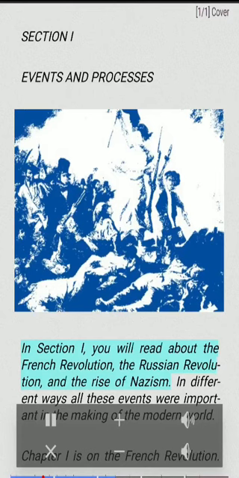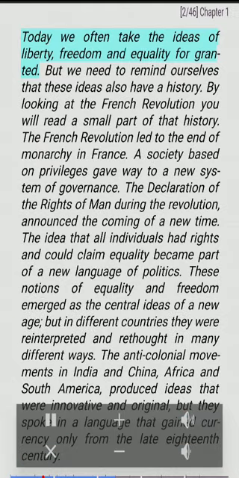Chapter 1. The French Revolution. Section I. Events and Processes. In Section I, you will read about the French Revolution, the Russian Revolution, and the rise of Nazism. In different ways, all these events were important in the making of the modern world. Chapter 1 is on the French Revolution.